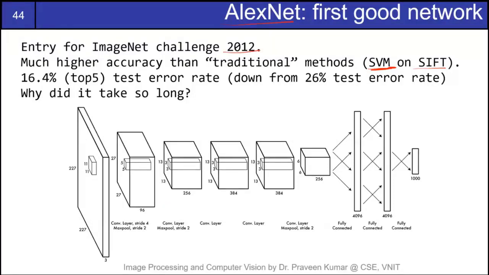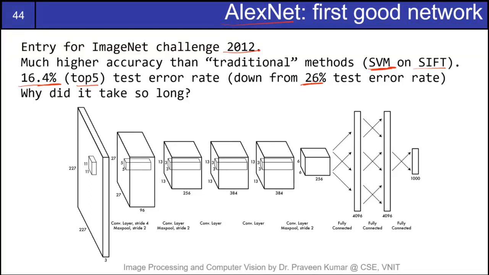It decreased the error rate from 26%. This is the top 5 test error rate, not the top 1 test error rate, from 26% to 16.14%, which was a huge jump. Earlier, maybe a maximum difference of 1% or 0.5% would come every year. But this was straight away an order of magnitude jump. And this architecture is now a very popular convolutional neural network architecture.